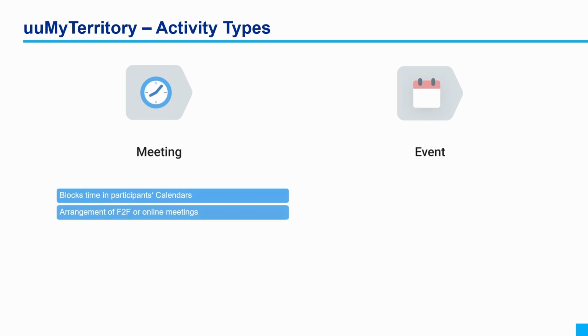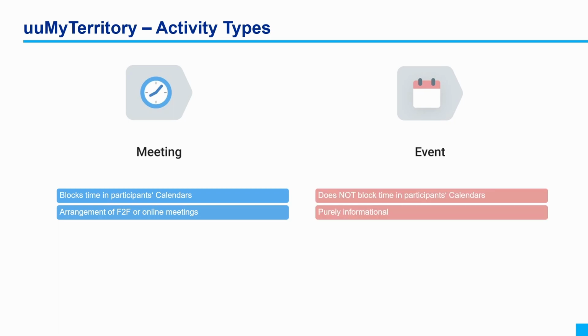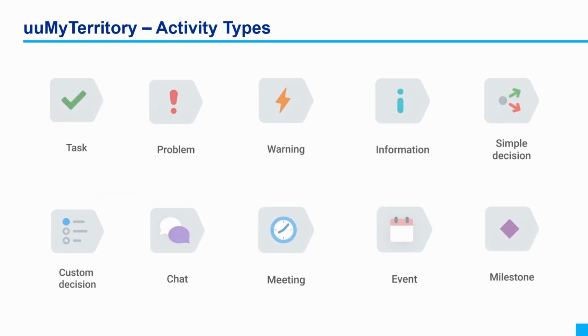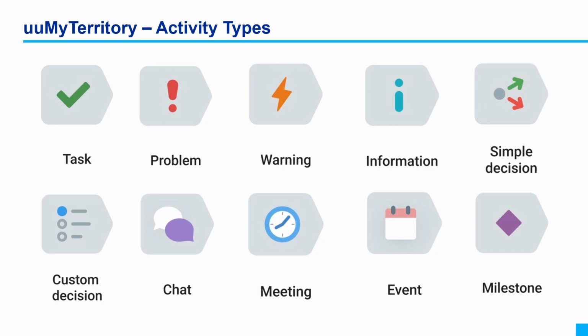The last confusing couplet is represented by meeting and event. The most important difference is that meeting blocks time in the participants' calendars and event does not. It only hovers above the selected dates as a marker. A typical meeting is an arrangement between a group of people that they will meet either in person or online. Event, on the other hand, marks some situation that does not exactly influence the participants' plans, and it is purely informational. See? Each activity type has its own use, and together they make a selection of options for each need that might arise.